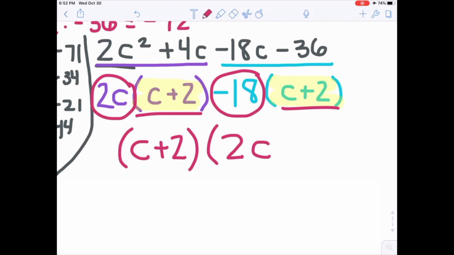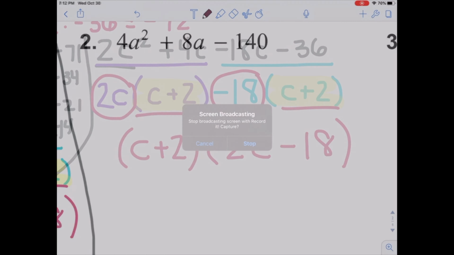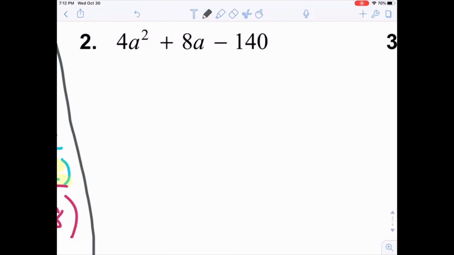2c, negative 18. And now I'm done. Another way to go about solving these polynomials and factoring them is looking at the terms and seeing if they have any common factors from how it's set up.